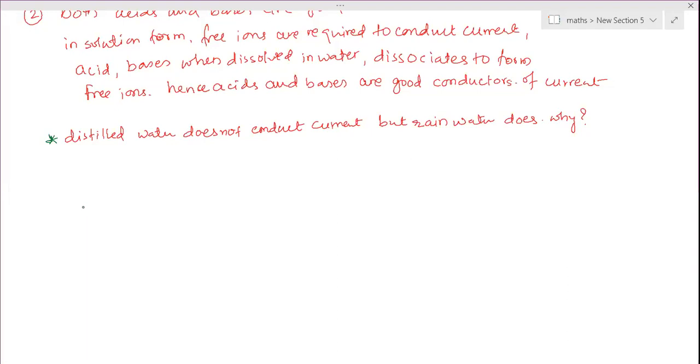Yes, right. So distilled water does not have free ions. But rainwater consists of some amount of acids due to dissolution. So write down the answer for this. Distilled water does not have free ions to conduct current.